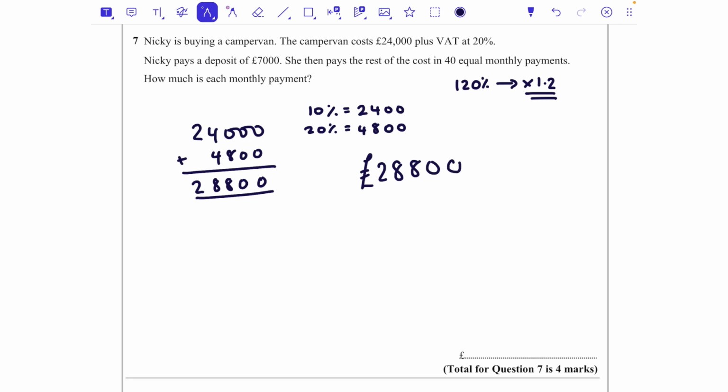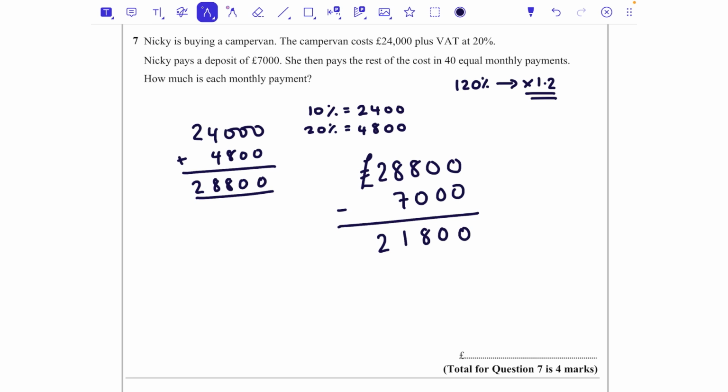But she's going to pay 7,000 up front, so we're going to take that off. We've paid that. She's walked in to that camper van store and said, right, I'm going to give you £7,000 today. That's what a deposit is. 8 take 0 is 8. 8 take 7 is 1. And 2 take 0 is 2. So we now know that she has £21,800 left to pay on that camper van.